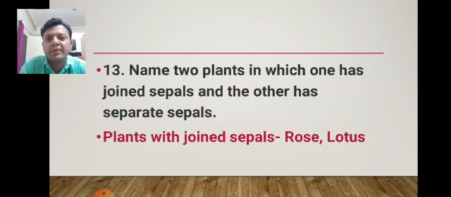And the last question, number 13. Name two plants in which one has joint sepals and the other has separate sepals. So plants with joint sepals: rose and lotus. And now plants with separate sepals, you need to find out.